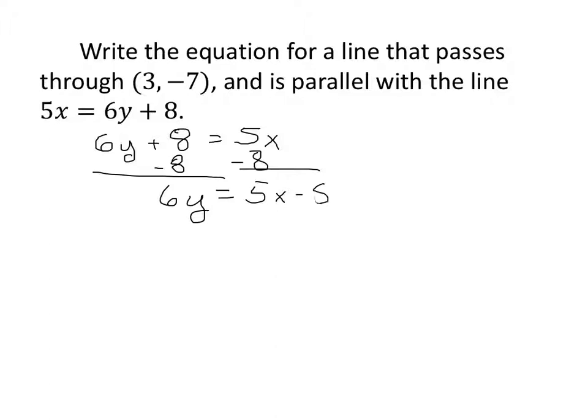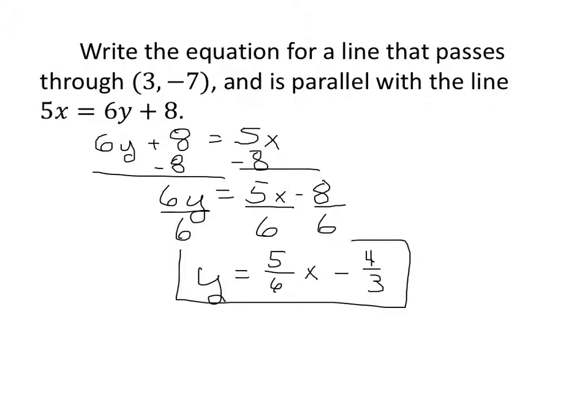5x minus 8, and then we divide both sides by 6 so that we can get y by itself, and we have y equals 5/6 x minus 8/6, which reduces to 4/3. And that's the equation of the first line. That's not what we're looking for, though. From that equation, we can see that our slope is going to be 5/6.